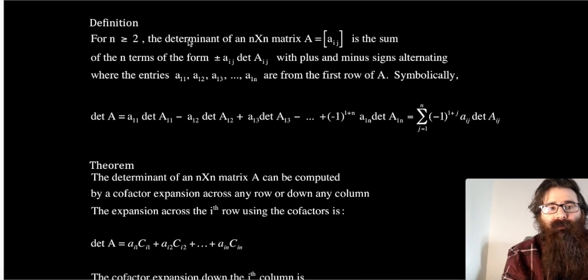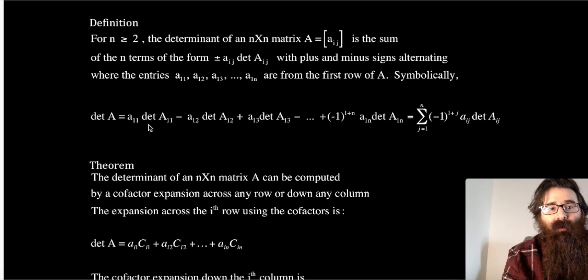For n greater than or equal to 2, the determinant of an n by n matrix A, here we talk about the entries as being little a sub ij, where i is talking about a row position, j is talking about a column position, is the sum of the n terms of the form plus or minus little a sub ij times the determinant of big A sub ij, with plus and minus signs alternating, where the entries little a sub 1,1, little a sub 1,2, little a sub 1,3, and so on and so forth, little a sub 1,n, are from the first row of A. Symbolically, the determinant of matrix big A looks as follows.